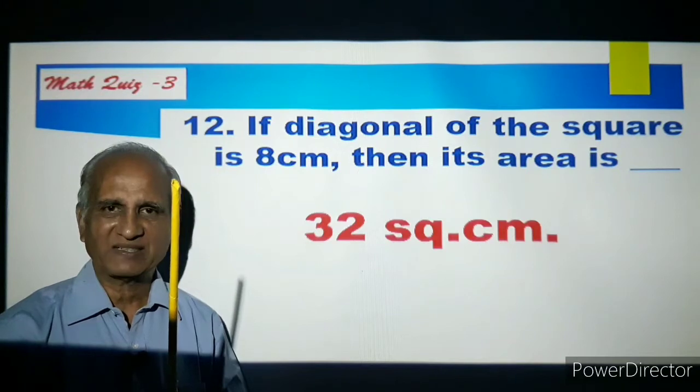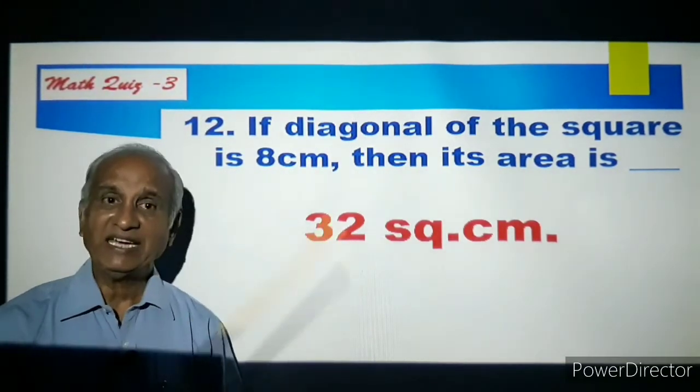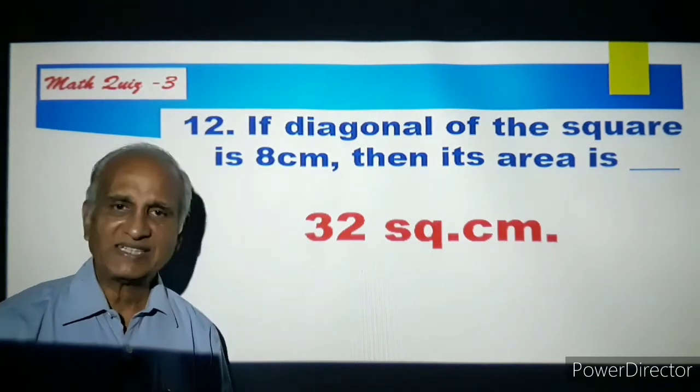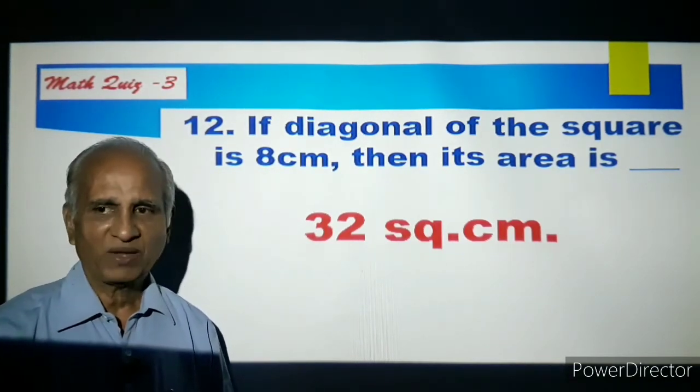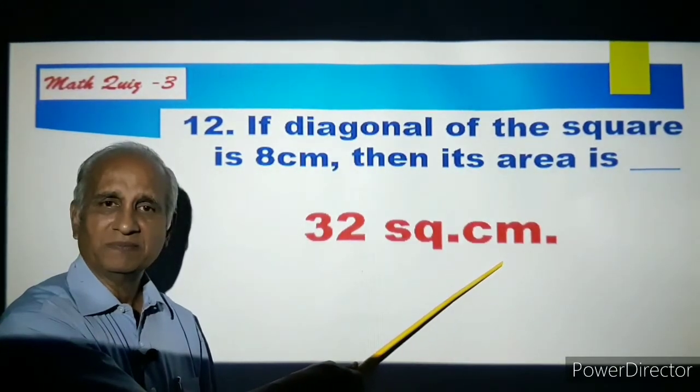You press, you get a rhombus. Kite, shape of a kite. Now the diagonal is 8. 8 into 8. It is 64. Divide by 2. It is 32 square centimeters.